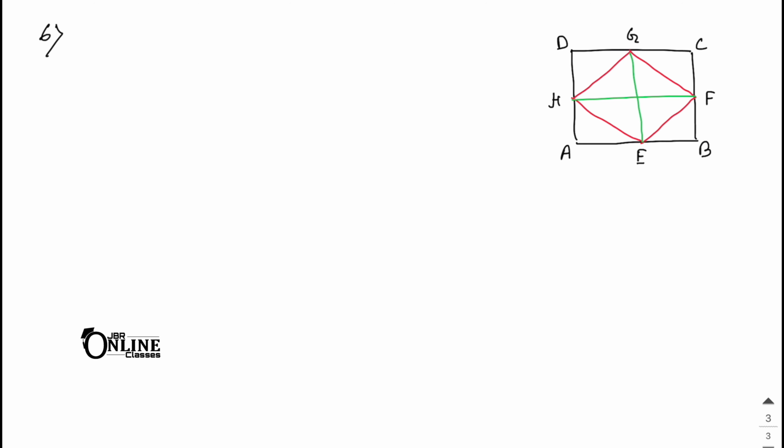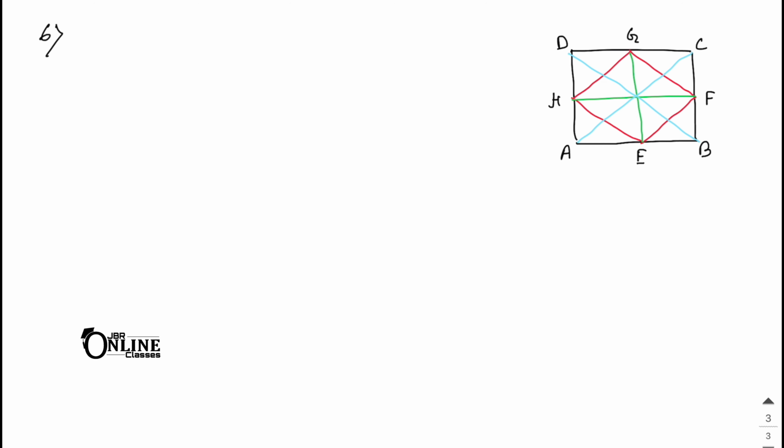So here in sum number 6, show that the quadrilateral formed by joining the midpoints of the adjacent sides of a square is also a square. So here ABCD is a square and E, F, G, H are the midpoints of each and every side respectively. Now you have to prove that EFGH also is a square. Okay. So first you have to draw, join AC. Okay. And then join BD.